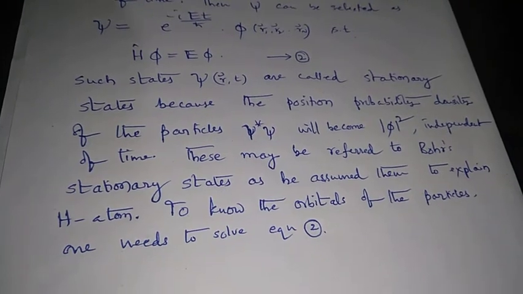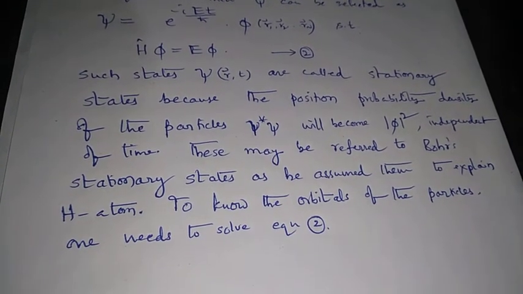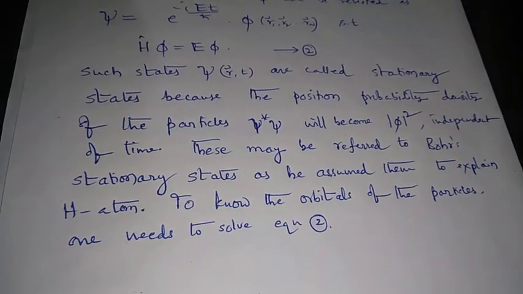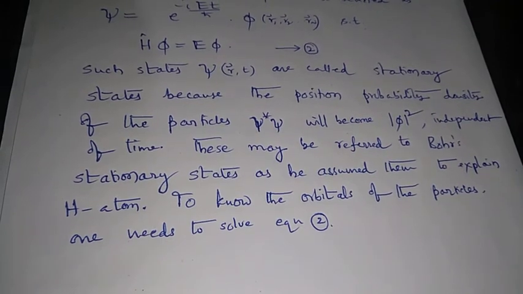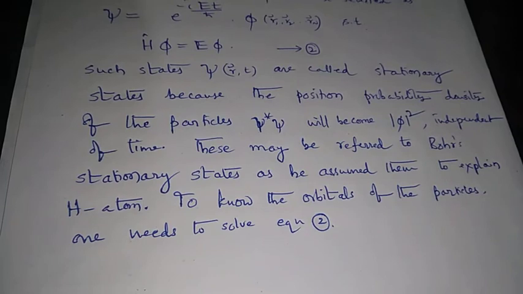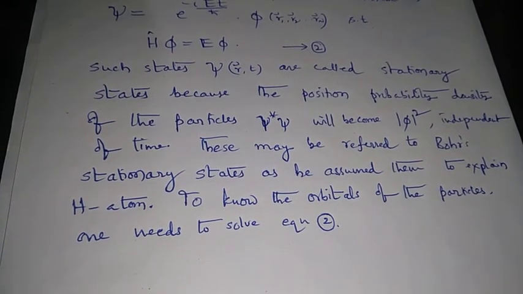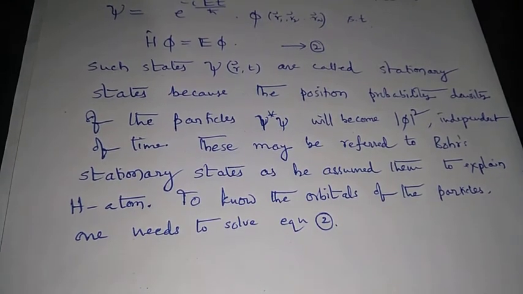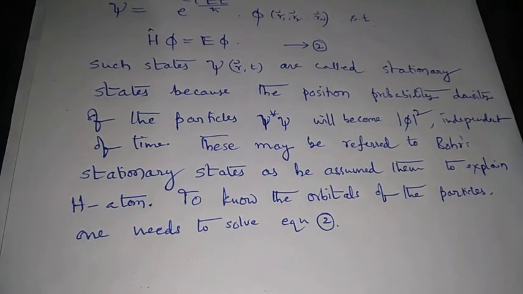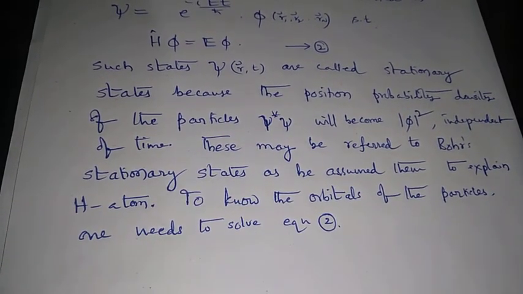And in fact, Mr. Niels Bohr referred to these states as stationary states while explaining the spectrum of the hydrogen atom. And to know the energy of the system when the system is in some orbits, and to find out the orbital shapes and etc., we have to solve equation number 2.